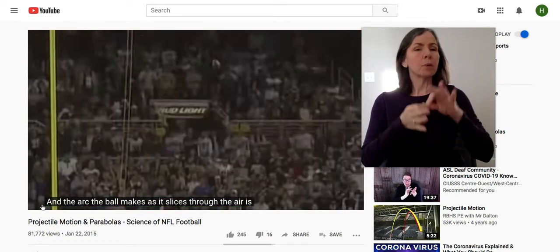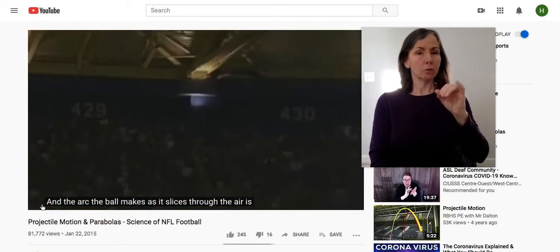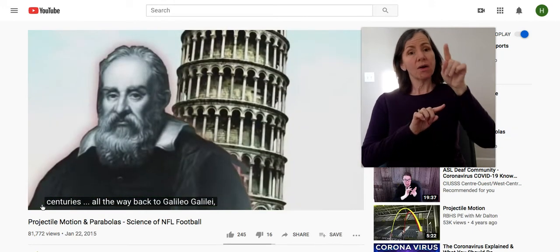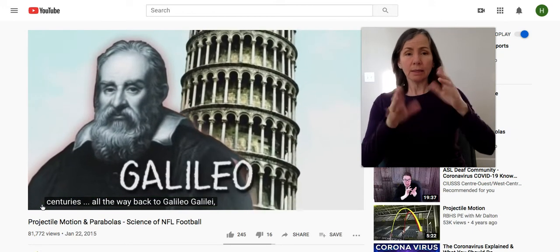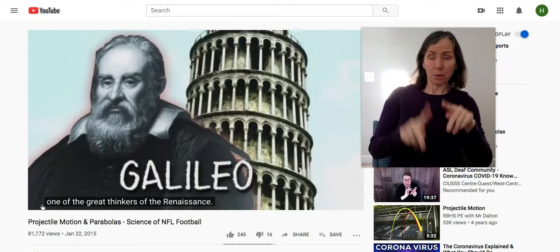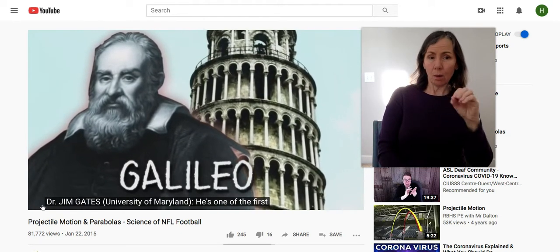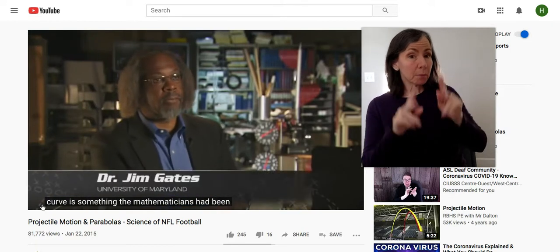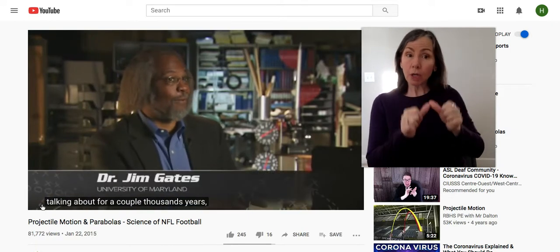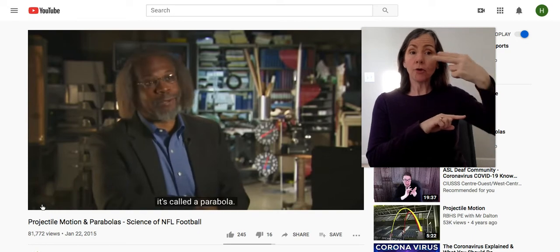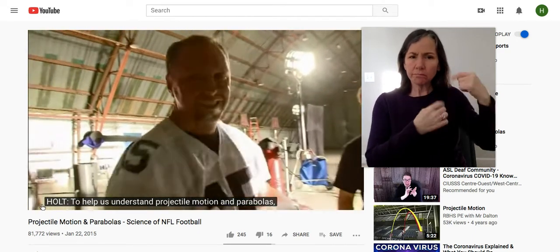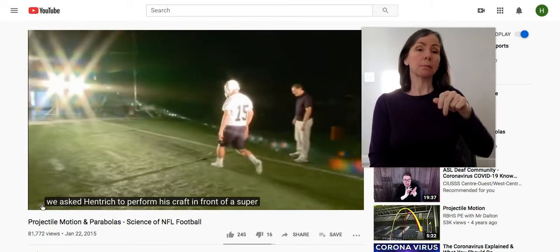And the arc the ball makes as it slices through the air is something that has been studied by scientists for centuries, all the way back to Galileo Galilei, one of the great thinkers of the Renaissance. He's one of the first people in Western science to realize that the shape of that curve is something the mathematicians had been talking about for a couple of thousand years. It's called a parabola.